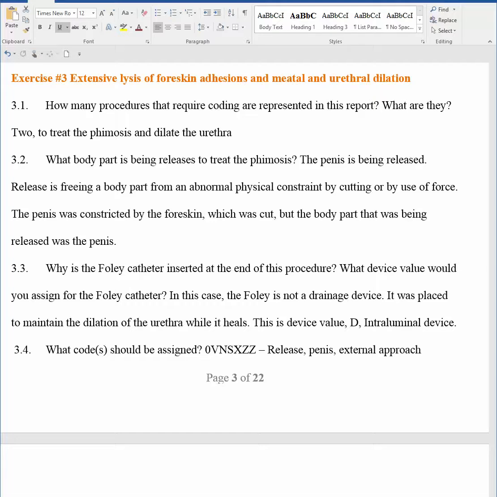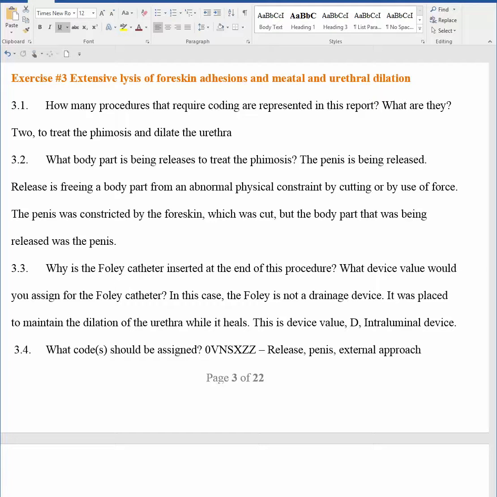3.2, what body part is being released to treat the phimosis? The penis is being released. Release is freeing a body part from an abnormal physical constraint by cutting or by the use of force. The penis in this case was constricted by the foreskin, which was cut, but the body part that was being released was the penis itself.